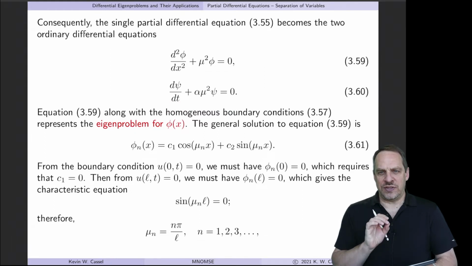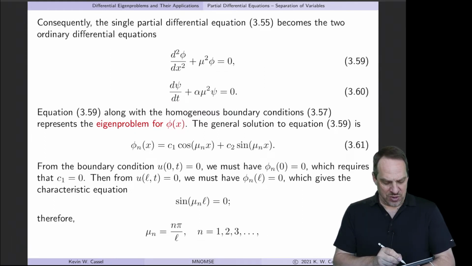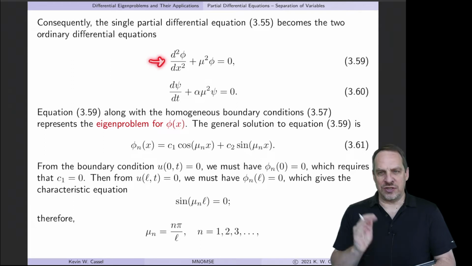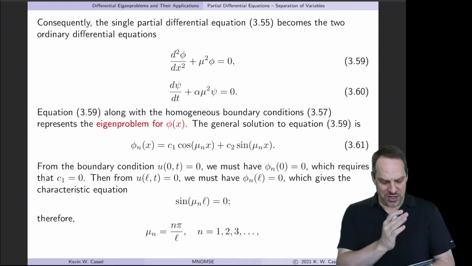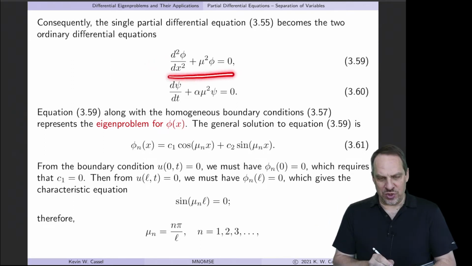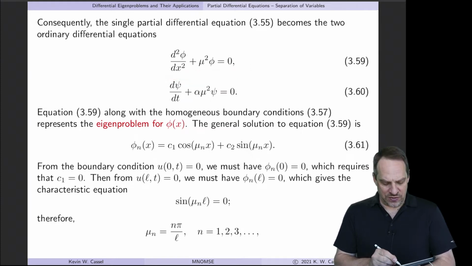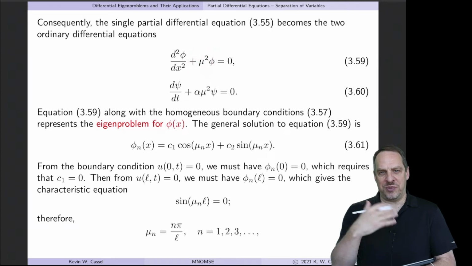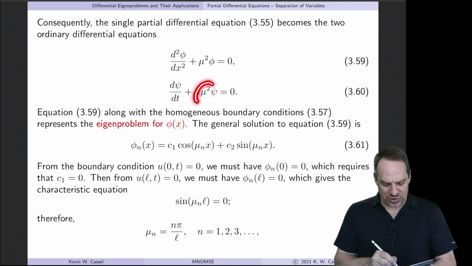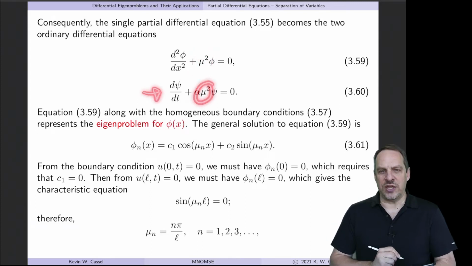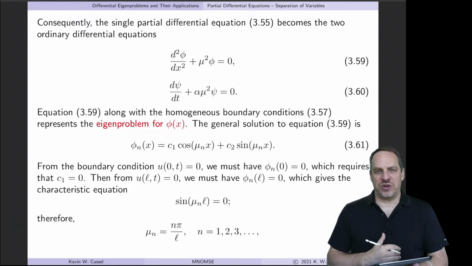Now in this case, it's easy to see which one is the eigenproblem. Remember that we had homogeneous conditions on u at both ends of the domain. So that means that this equation is the differential eigenproblem that we solved first. And then given the values of mu squared, which relate back to the lambdas, we can put those into the second equation and solve that one. So that's the process we're going to follow now.